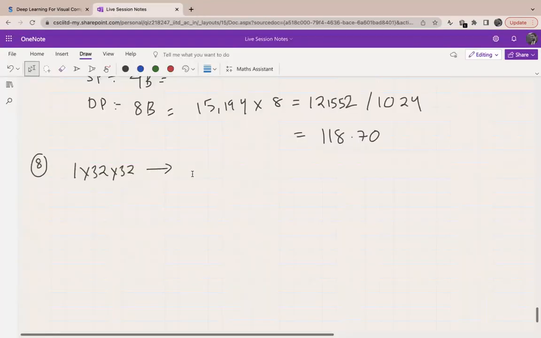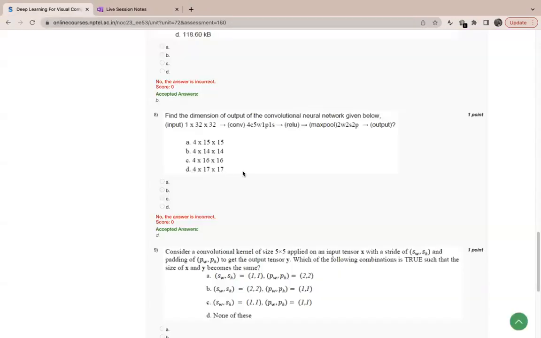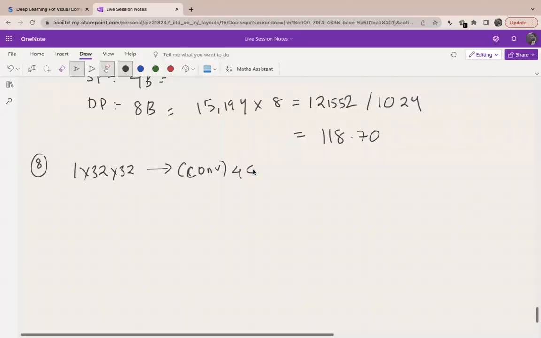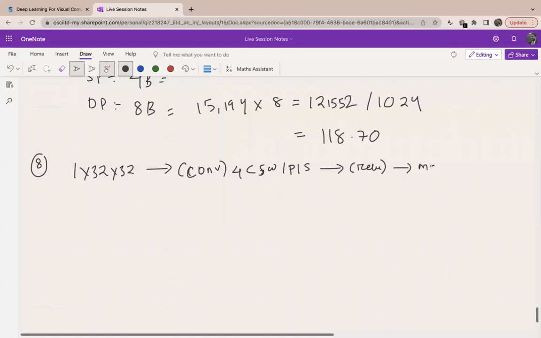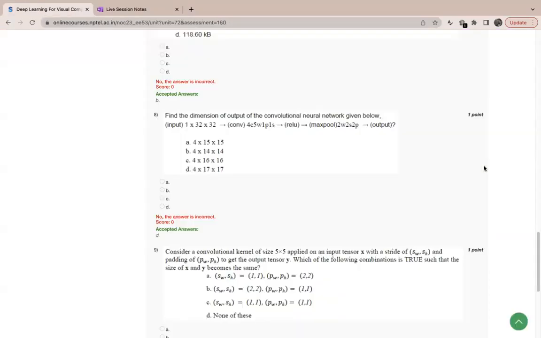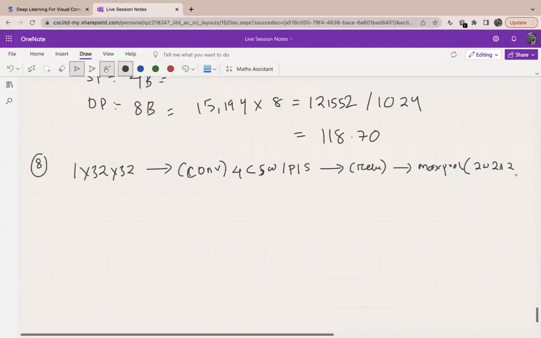And we are passing this to a convolutional layer. The convolutional layer is 4C, 5W, 1P, 1S. And we're passing this to ReLU and max pool of 2W, 2S, and 2P, then output.